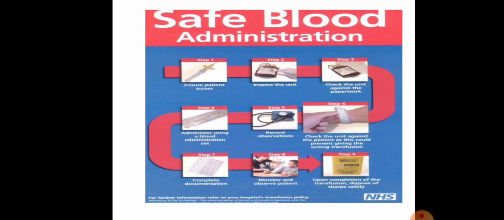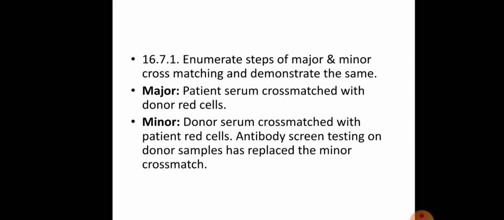Then administer the blood using an administration set. They have a special administration set, and they will use that. They will complete the documentation at each and every step. Then they will monitor and observe the patient during the transfusion. Upon completion of the transfusion, dispose of the sharps safely. This is from the transfusion to post transfusion. After half an hour, they will also observe the patient for any hemolysis or hemolytic transfusion reaction, and for around one day they will observe the patient for delayed transfusion reaction.